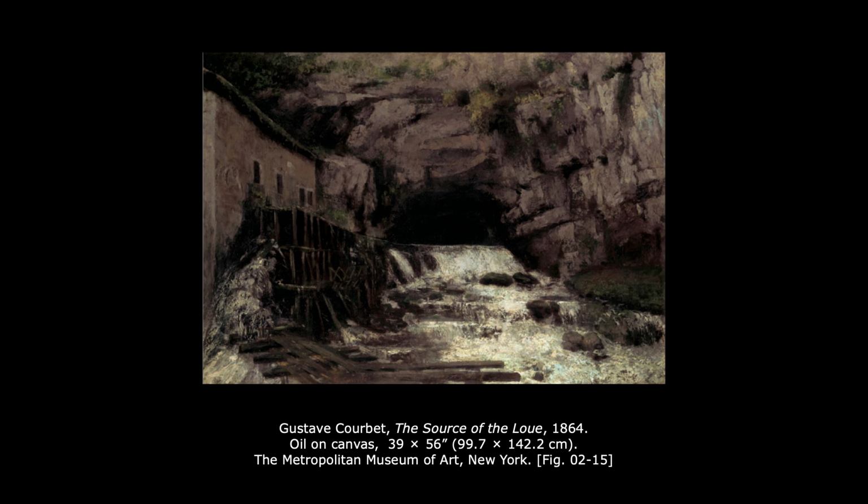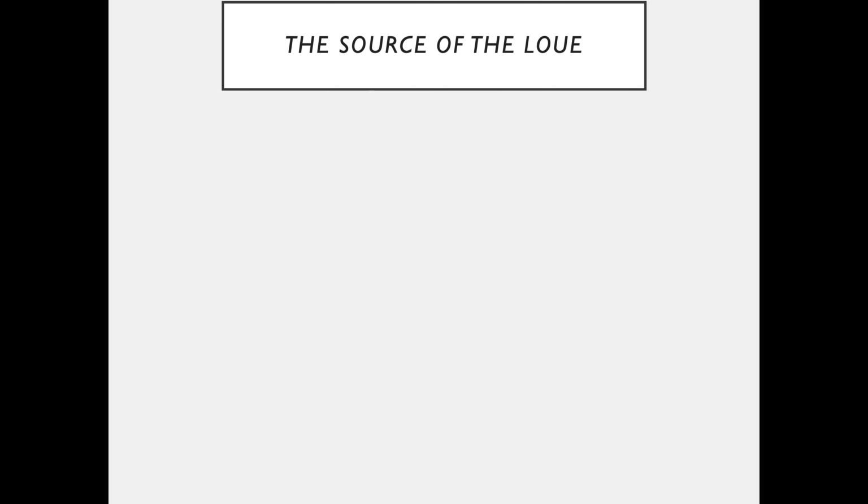All right, and I'm going to just spend a little bit of time. This is another image that he painted called The Source of the Loue, and this is the source of this river. But again, you can see that it's very photographic in the way that he's cropping the subject matter, so you can see that his brand of realism really changed the expectations for paintings.